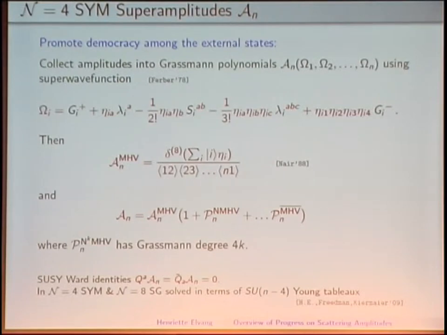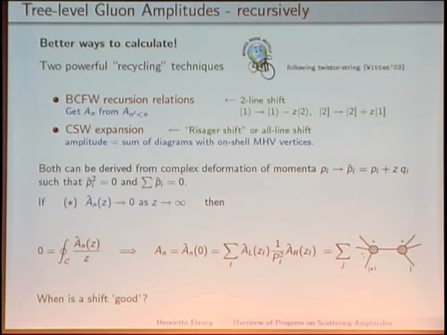Now, as a side remark, let me note that the supersymmetric Ward identities are simply the statement that the supercharges annihilate the superamplitudes. And you can actually go ahead in the maximally supersymmetric theories and solve these Ward identities. But let's see where we came from. We wanted to know something about when there was a boundary term, when the shift was good.